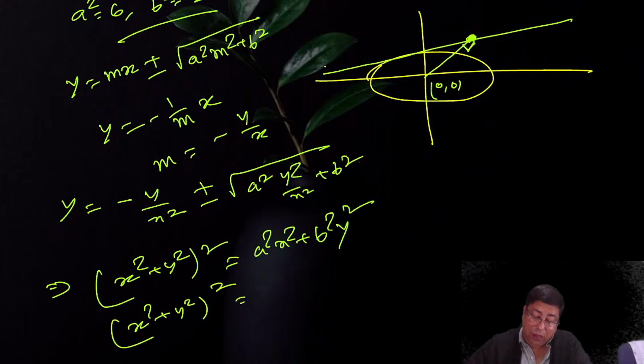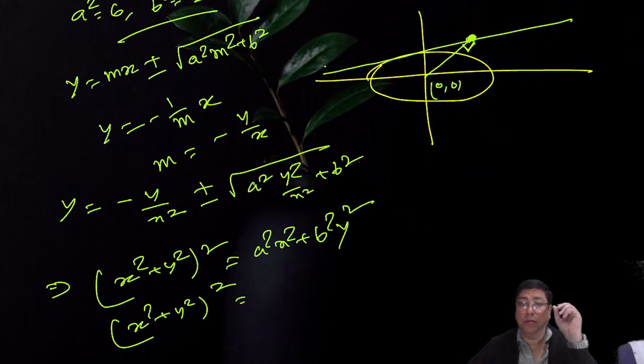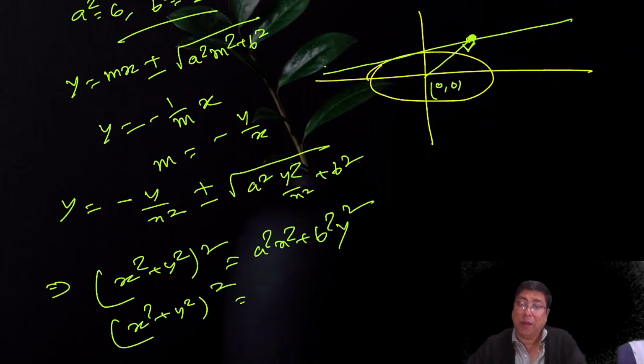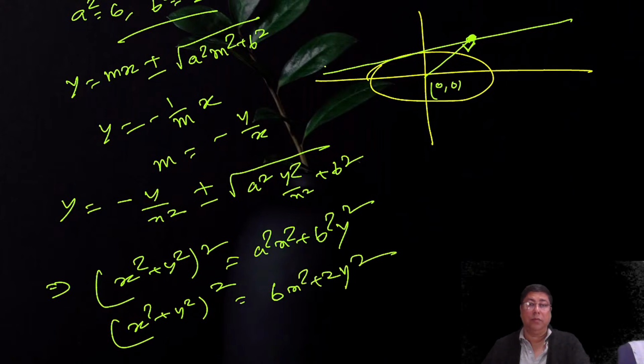Actually, if we can remember all these types of theories, all the short notes on parabola and ellipse, which is very important, and which I have given, the short notes on parabola, ellipse, hyperbola, then we can solve IIT JEE sums very easily, very fast. Like this type of sum. This is nothing but a theoretical part. So x square plus y square whole square equals 6x square plus 2y square. Sum is over.